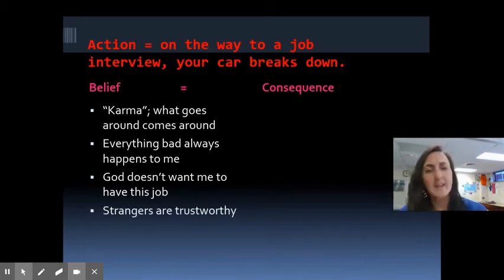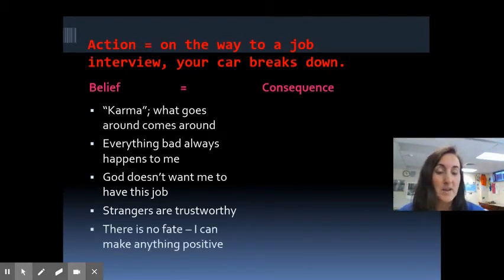Maybe you have a strange belief that strangers are trustworthy. Or maybe you're like, there's no fate. I can make anything positive. I'm gonna go get it. I'm gonna figure this out, problem solve. Now we've all met people who have these beliefs. Now the consequences with this action of each of those beliefs is very different.